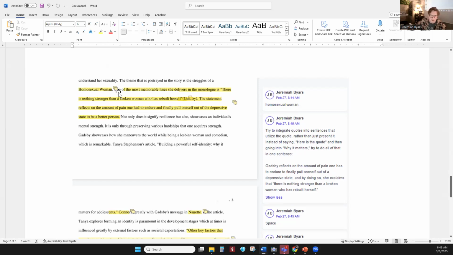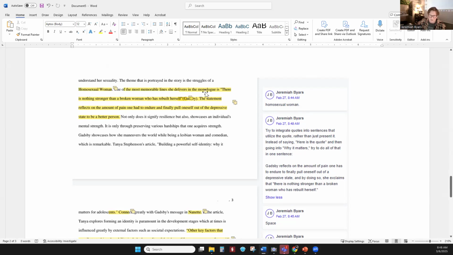This line right here, one of the most memorable lines she delivers in the monologue is, there is nothing stronger than a broken woman who has rebuilt herself. The statement reflects on the amount of pain one had to endure and finally pull oneself out of the depressive state to be a better person. That's what the student wrote.